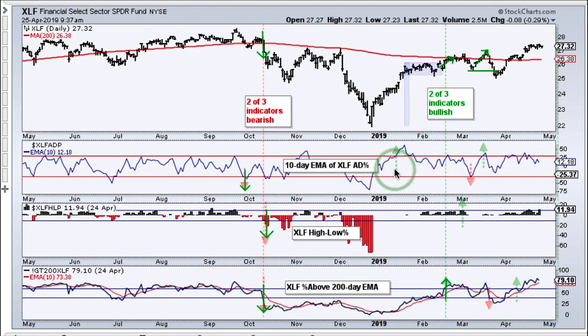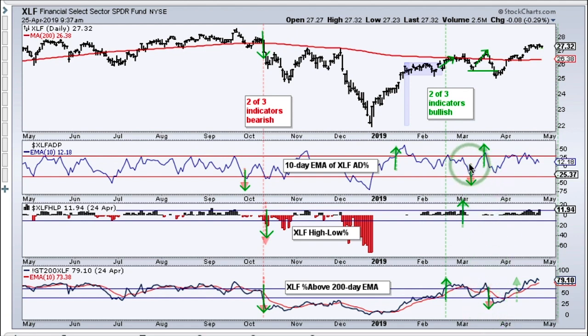Prior to that, we had the breadth thrust in the middle of January. So at that point, two of the three were bullish. And then we had high-low percent moving above plus 10%. So in the early part of March, all three were on bullish signals. But then we got a bearish signal about a week later with 80%. And we got a bullish signal again because it got some whipsaw there. And then we got a bearish signal there in March.